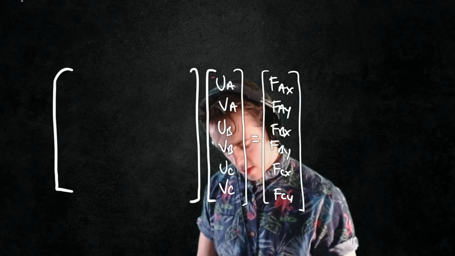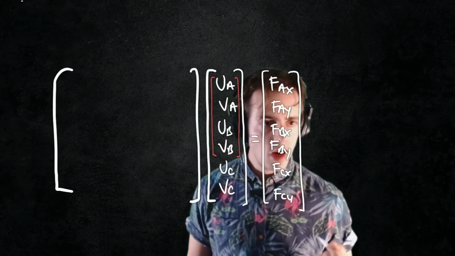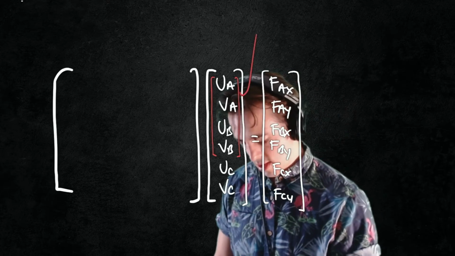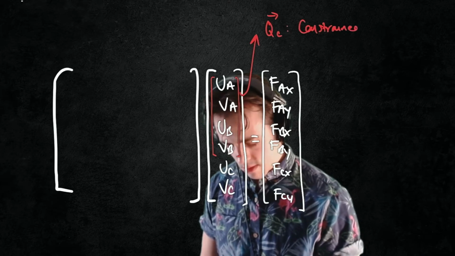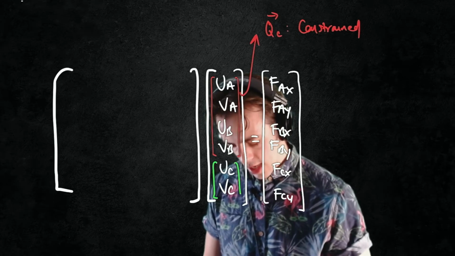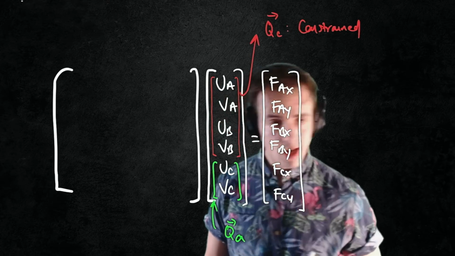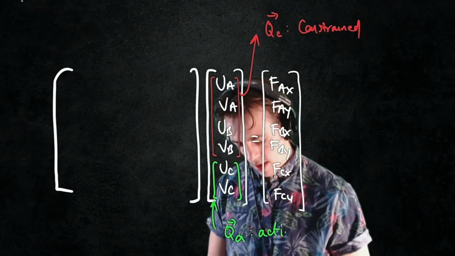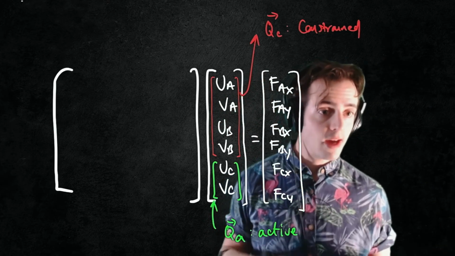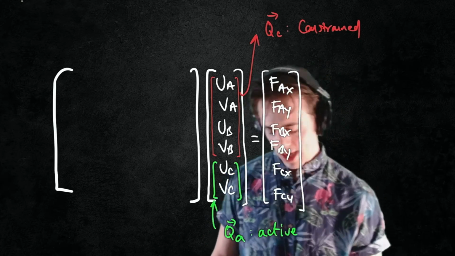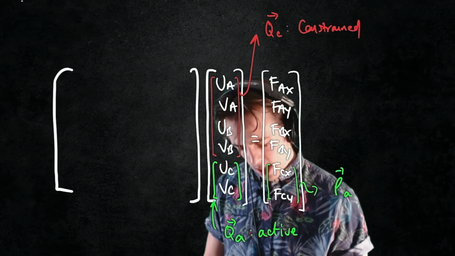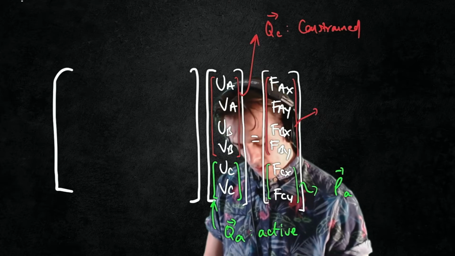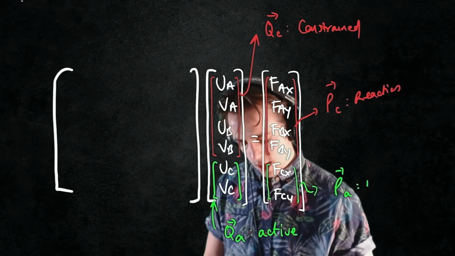So these ones here are my constraints. These are constrained deflections. So we'll say this is QC, constrained. These ones here I'm going to make green, and we'll say these are active, these are able to move. This is no more complicated than how we've solved the simple problems by hand before. I'm just formalizing some of this nomenclature. We've then got PA here, very similarly, and PC here. So these ones here are going to be our reactions, and these ones here are going to be the applied loading.